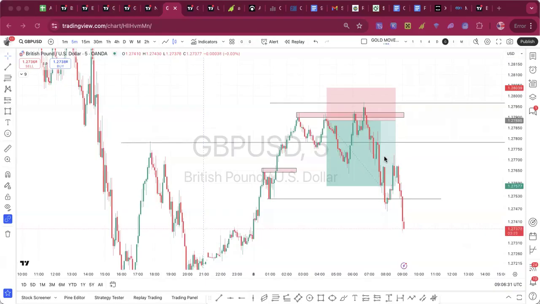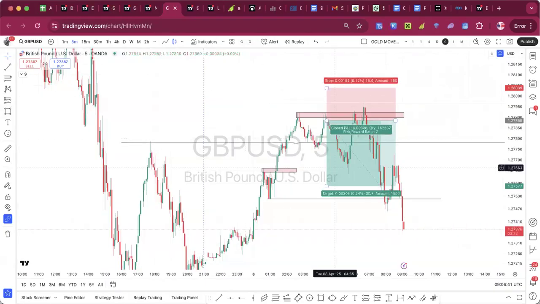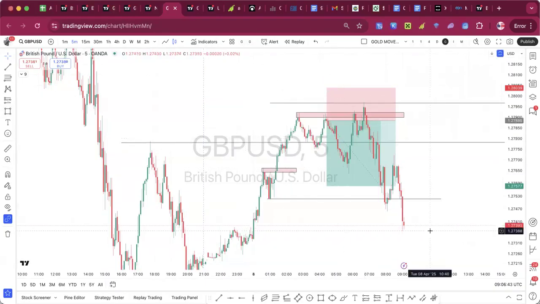So if you go your way, you make $150. If you go against your way, you lose $45 to $50. And that's exactly what you're doing. Now, sometimes when you enter the first one, you want to DCA.